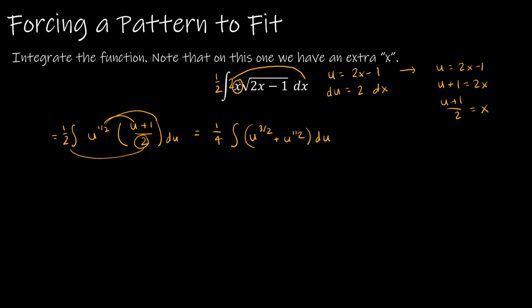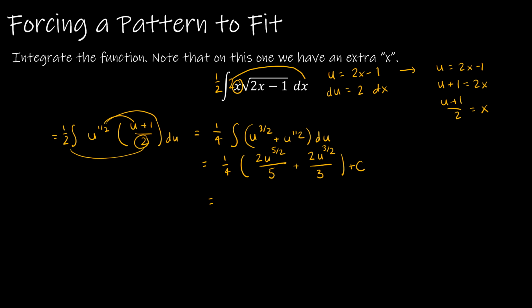So now I'm going to integrate. I get 1/4 still on the outside. U to the 3/2 would be u to the 5/2 divided by 5/2. So 2 u to the 5/2 over 5. And then plus u to the 1/2 would be u to the 3/2 divided by 3/2, or 2/3 u to the 3/2, and then plus c, and then I would just do a little bit of cleanup.